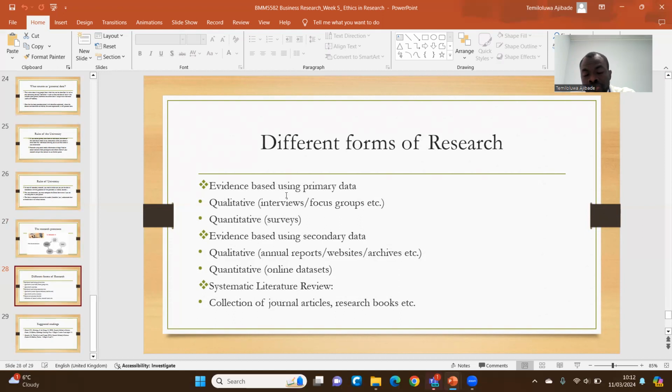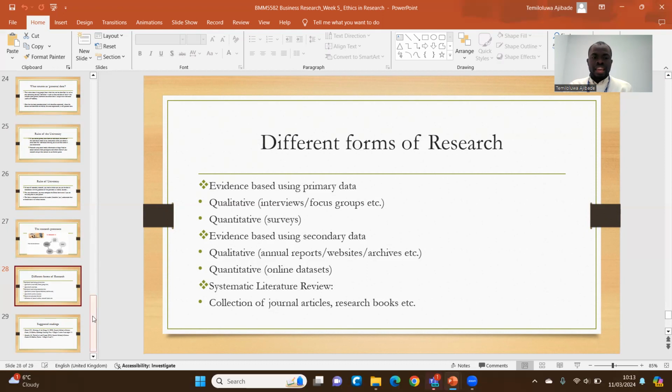Now you have systematic literature review. This one is when you are collecting data and you are more like a desktop. We call it desktop research. You are collecting data, no analysis required, where you're just trying to reach a conclusion from several articles or research books written. When you are conducting research using existing literature, that is, you are collecting articles based on a particular subject matter, different articles from different authors on a particular subject matter, that's the systematic literature review. You are collecting it in a systematic way to reach a reasonable conclusion.